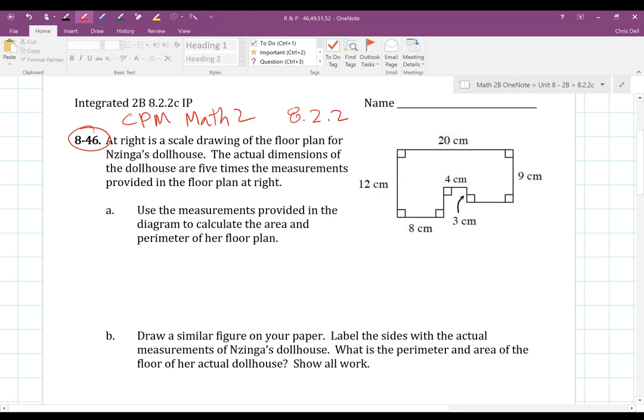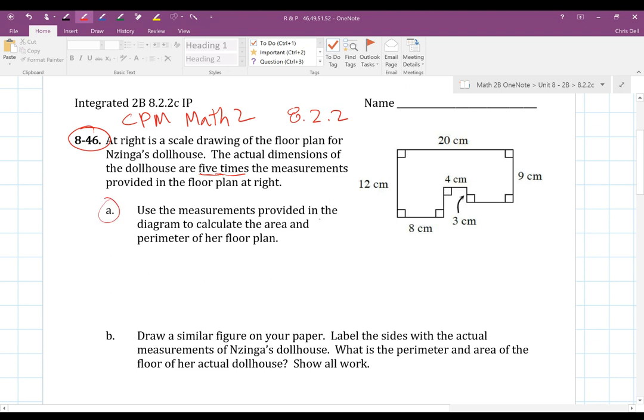It says at the right is a scale drawing of a floor plan for Zynga's dollhouse. The actual dimensions of the dollhouse are 5 times the measurements provided in the floor plan at the right. So this is just a scale drawing, right? The actual measurements are 5 times what we see in this scale drawing. But let's go one step at a time.